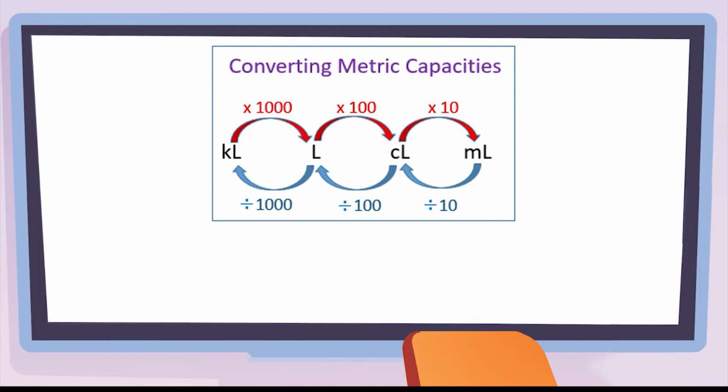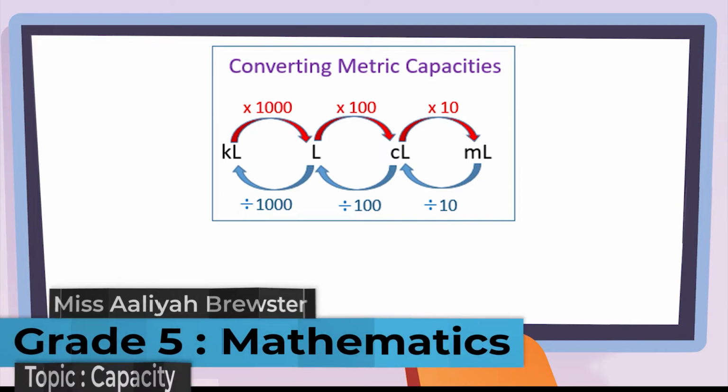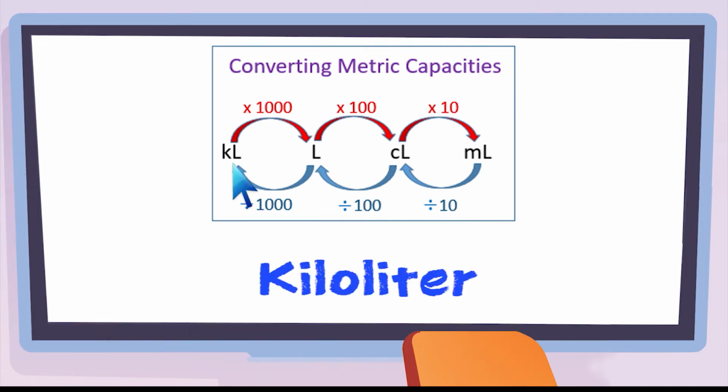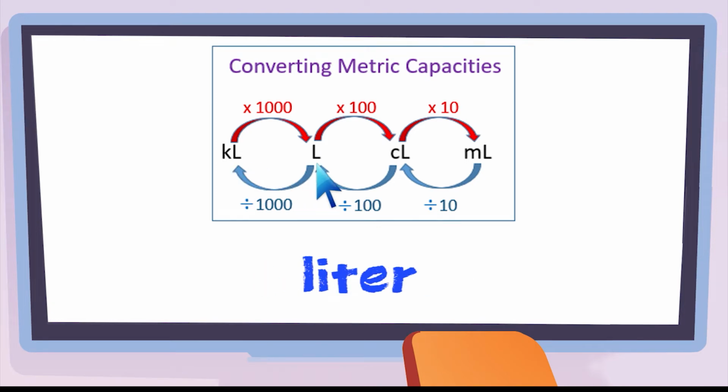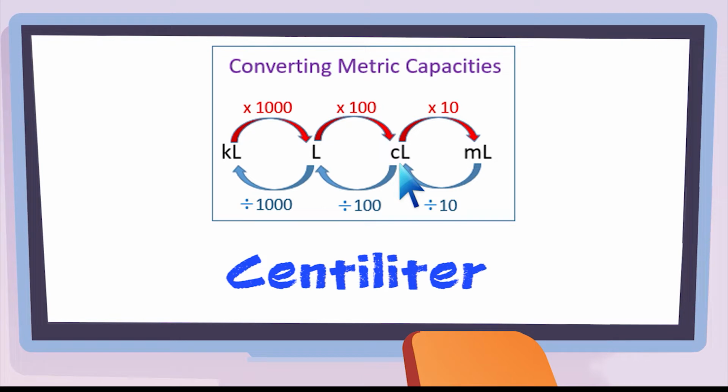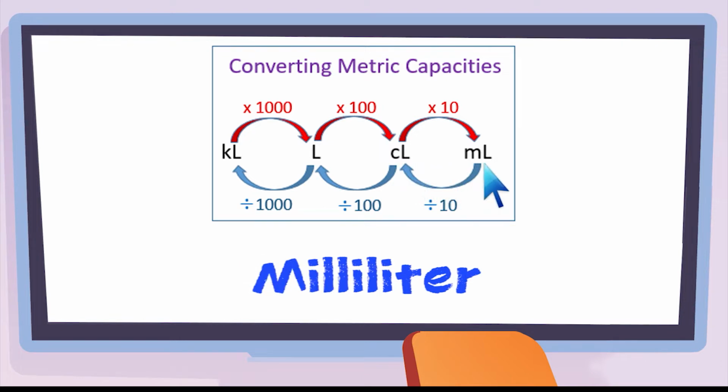Consider the image that's on the screen. Take a look at it properly. Remember, we discussed what the symbols represent. On the diagram, you would notice the symbol KL, which symbolizes kiloliter. L symbolizes liter, while CL is for centiliter and ml is for milliliter.